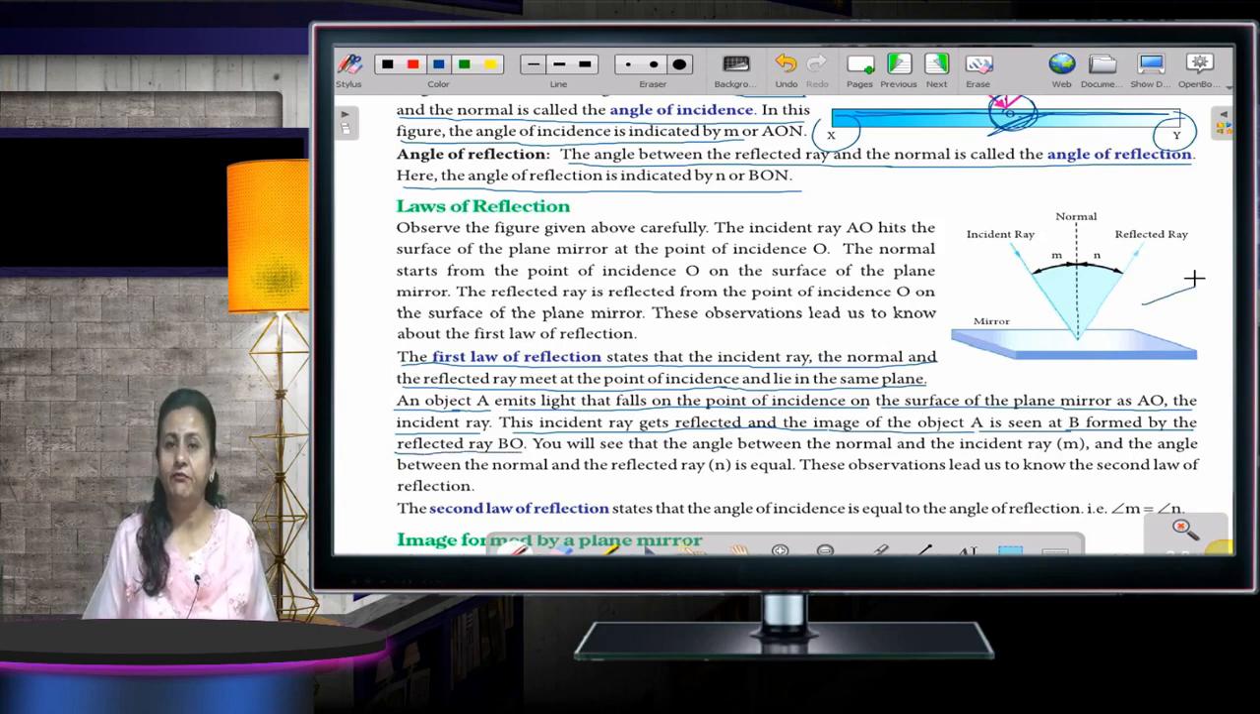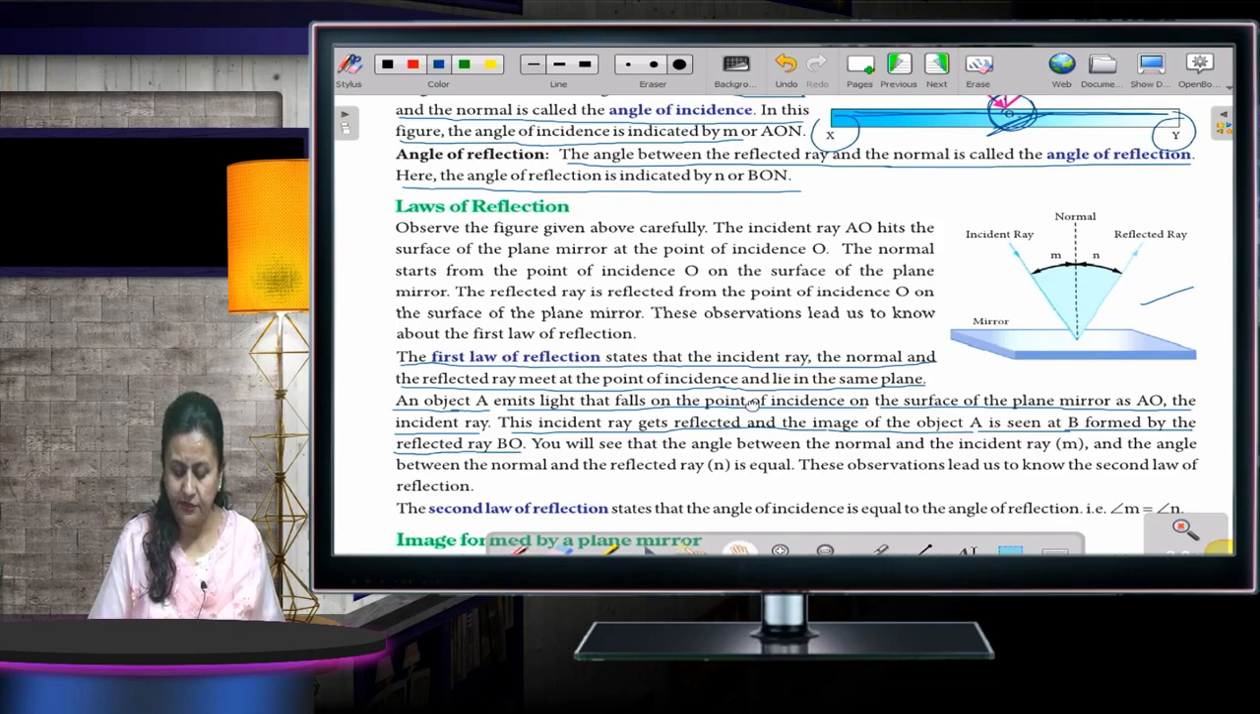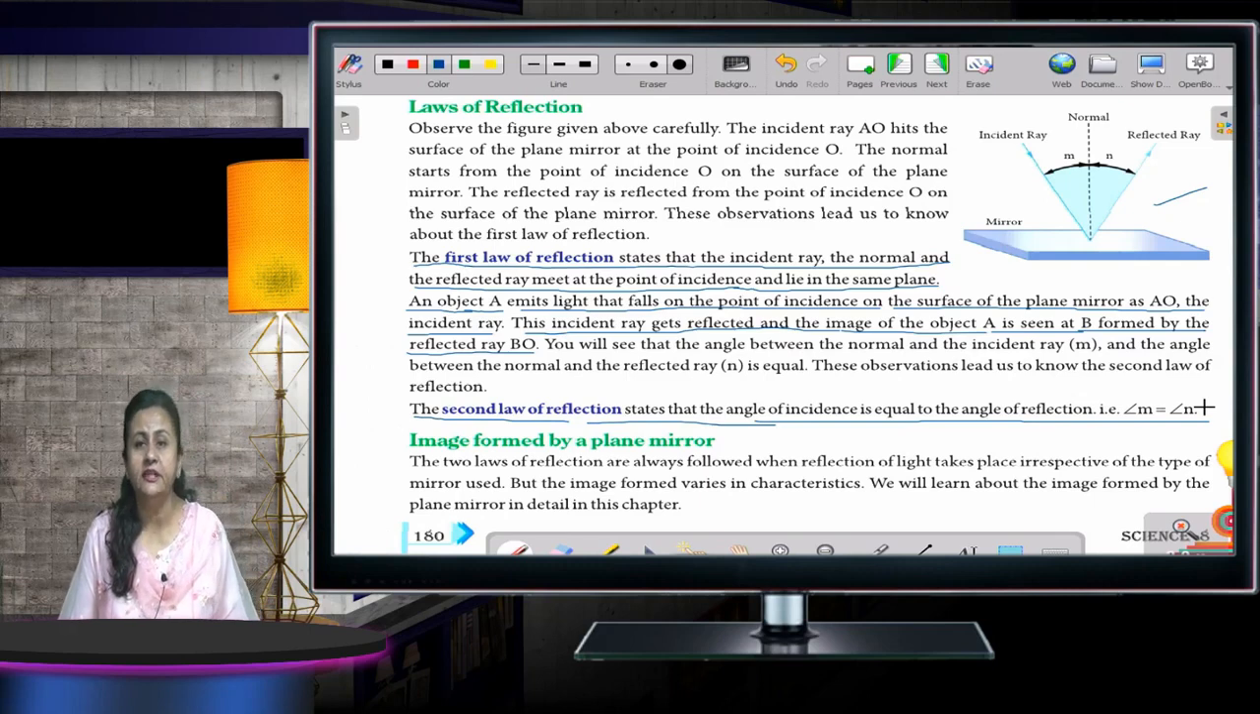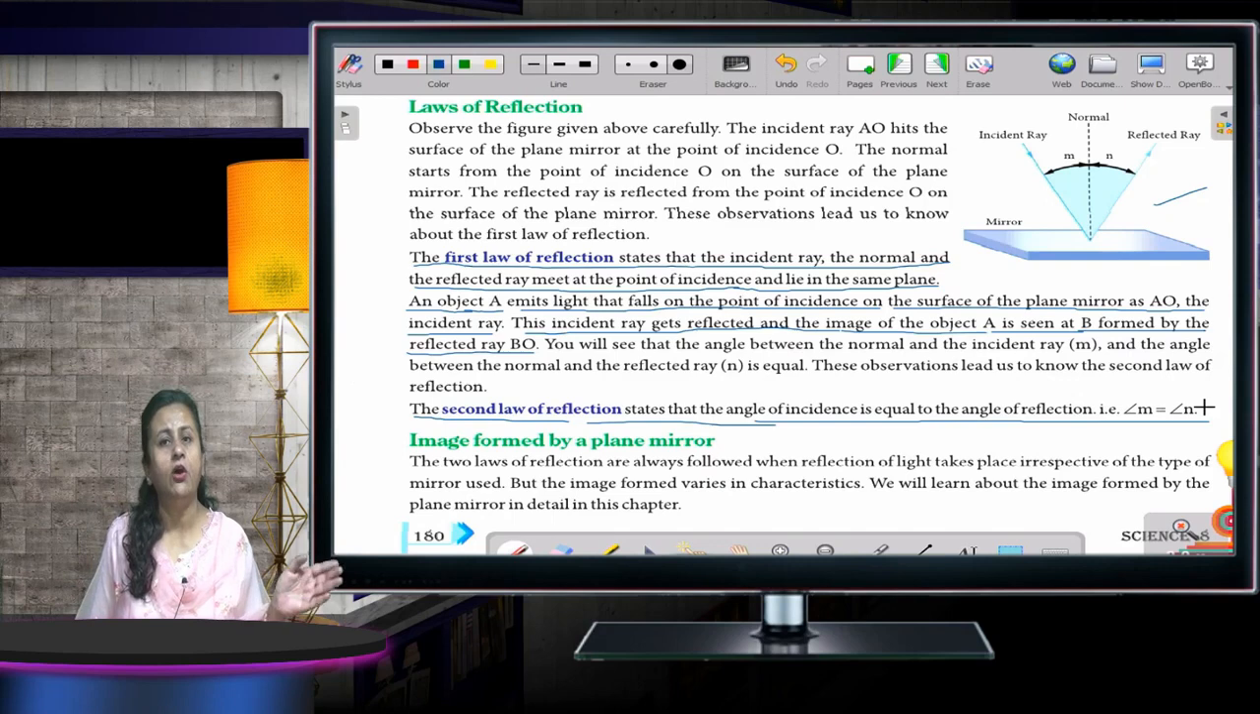Laws of reflection they have shown. The first law states that the incident ray, the normal ray and the reflected ray all lie on the same plane. Now the second, what does the second law state? The second law states that the angle of incidence is equal to the angle of reflection. Fine, children. The first stated that they all lie on the same plane. The second stated that the angle of incidence and angle of reflection are both equal.